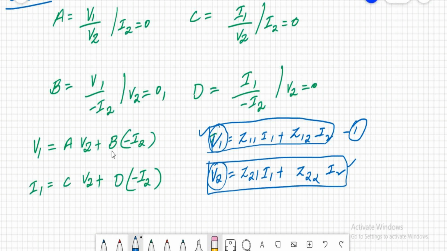But for the ABCD parameters, this is an input variable and this is also an input variable. It means the first equation represents your input variable, and the second equation also represents your input variable. So there is no equation which represents your output variable, so it is not possible to draw an equivalent circuit for your ABCD parameters. Thank you.